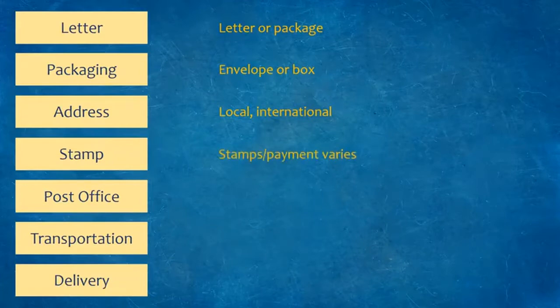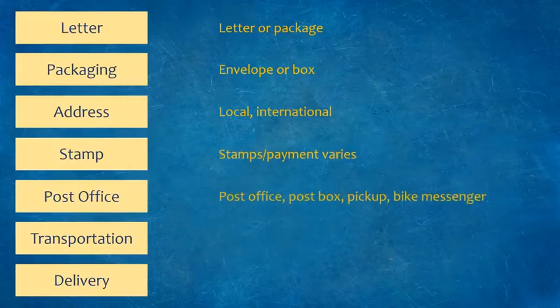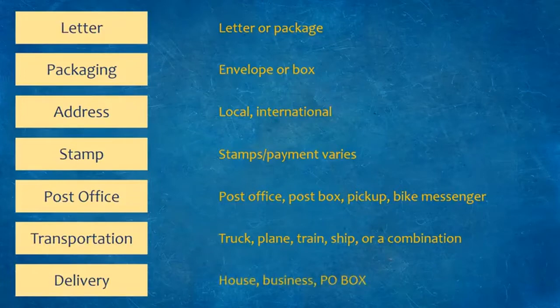When we're ready to send the letter, we could take it to the post office or drop it at a post box. Maybe a private courier will come and pick it up, or perhaps a bike messenger will be involved. It can then be taken to its destination by truck, plane, ship, or some other combination of transport. And finally, it may be delivered to a house, a business, or to a PO box. The important part here is that we can take a model and we can use it to understand the overall process. We don't need to know any specific details to start with, but the model can help us to understand them in the end.